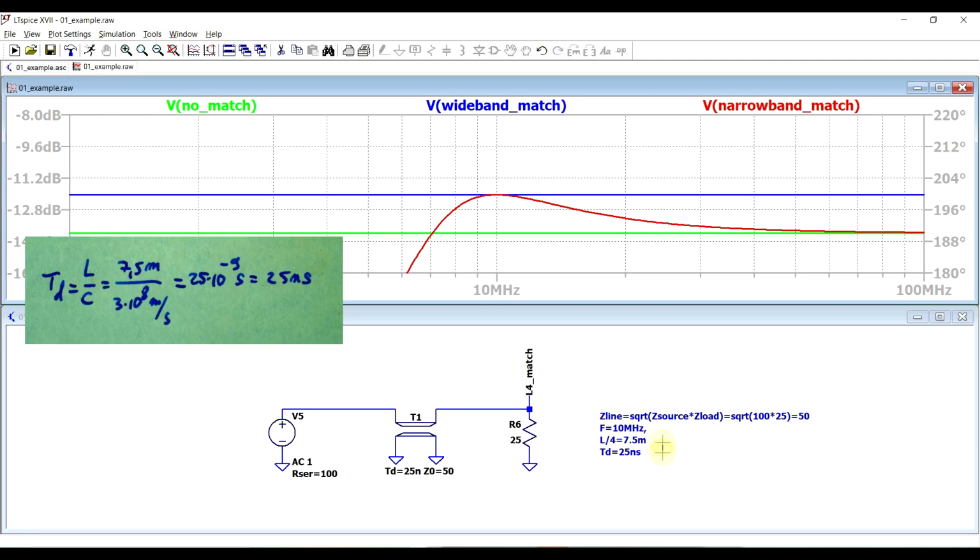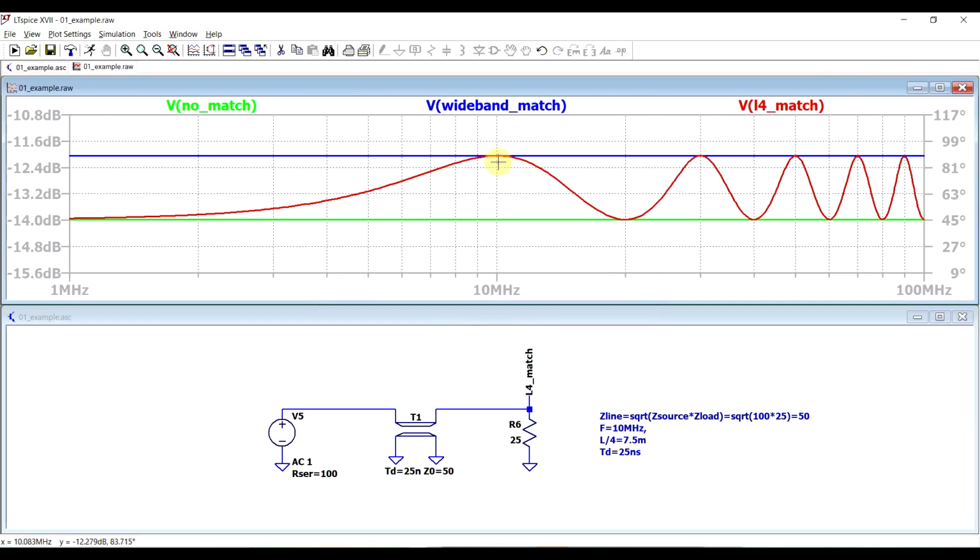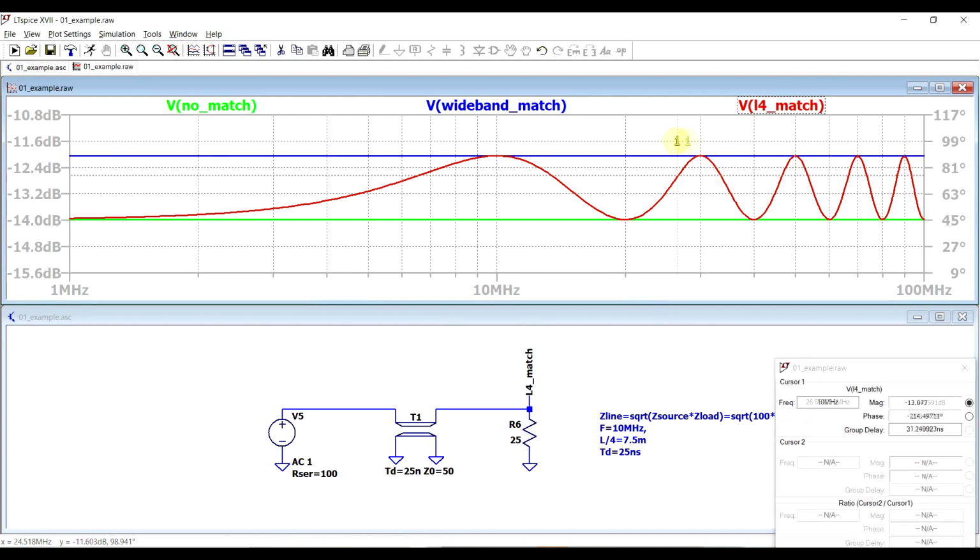And from this length, we can work out a propagation delay, since this is the parameter that is actually used in the SPICE model, which is 25 nanoseconds in this particular case. So if we look at how this circuit works, we can see that it is providing matching at our desired frequency of 10 MHz, but it's also providing matching at some other frequencies. So it provides a maximum response at 30 MHz, 50 MHz, 70 MHz, and so on. So at all of these odd frequency multiples of the fundamental, it's also matching.